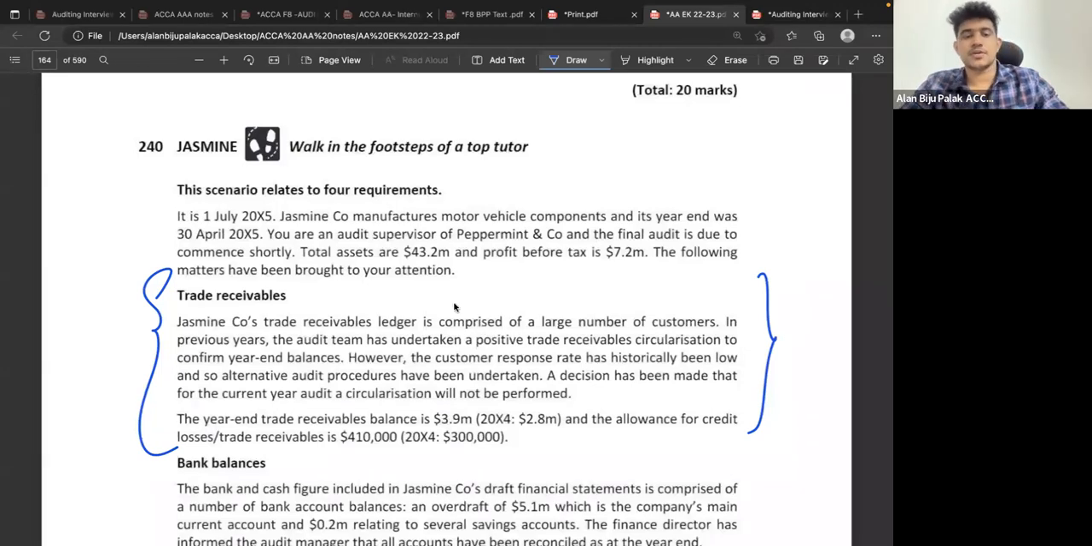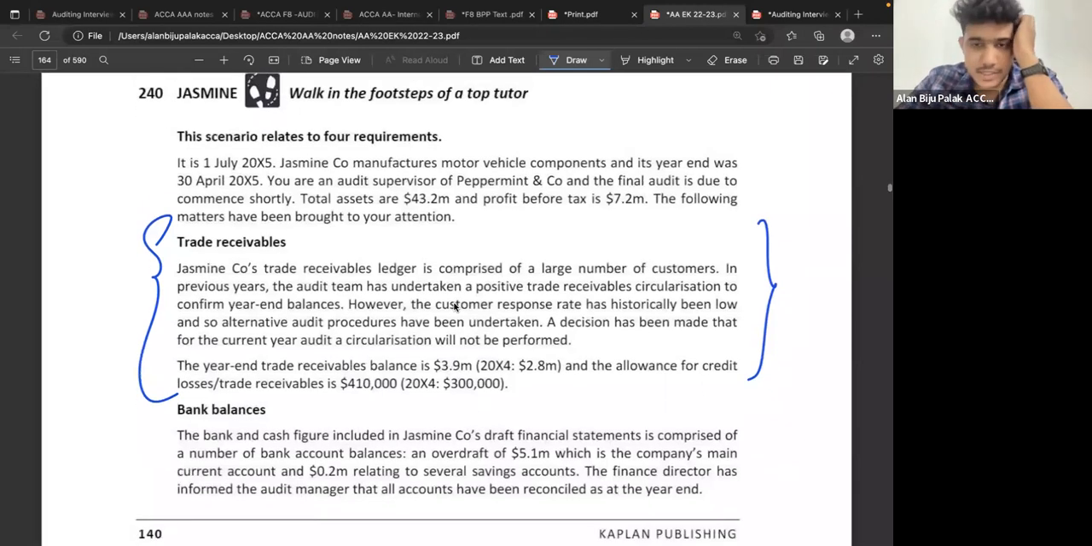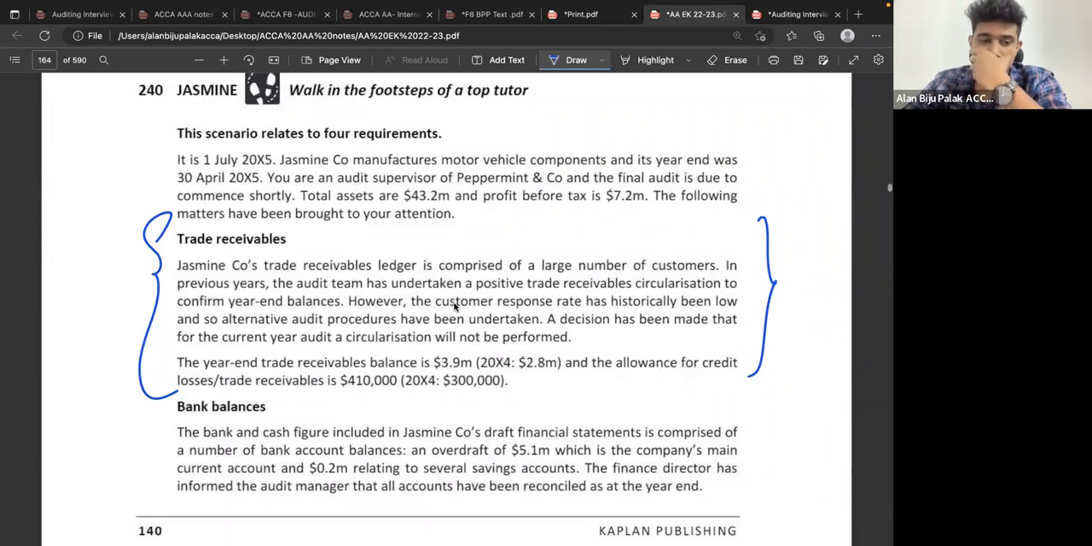Okay. So, Jasmine Company's trade receivables ledger is comprised of a large number of customers. In the previous year, the audit team undertook positive receivable circularization to confirm the year-end balance. However, the customer response rate has historically been low, so alternative audit procedures have to be undertaken. A decision has been made that current year audit circularization will not be performed. Year end trade receivables balance is 3.9 million. Allowance for credit losses on trade receivables is 410,000.